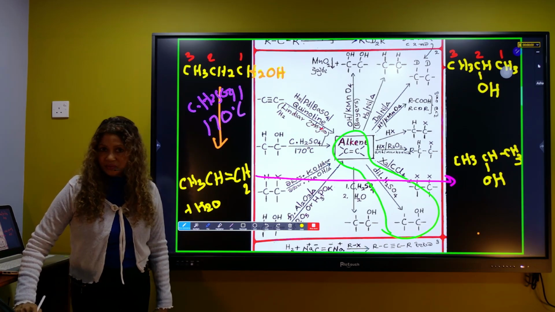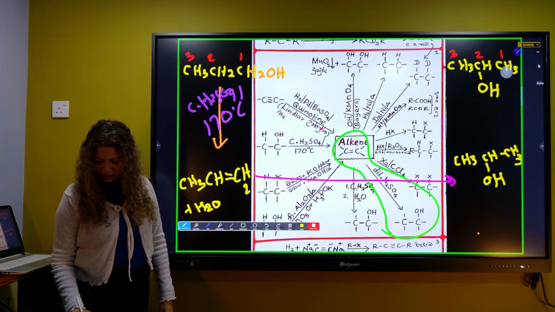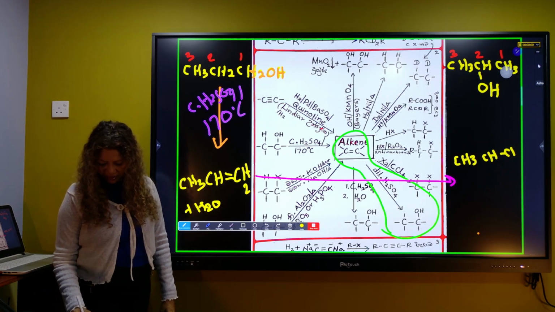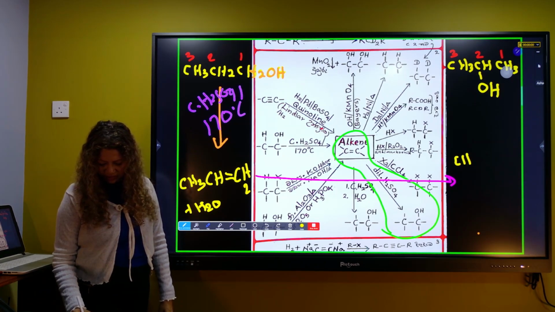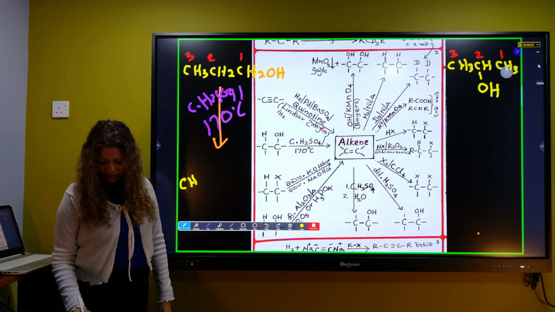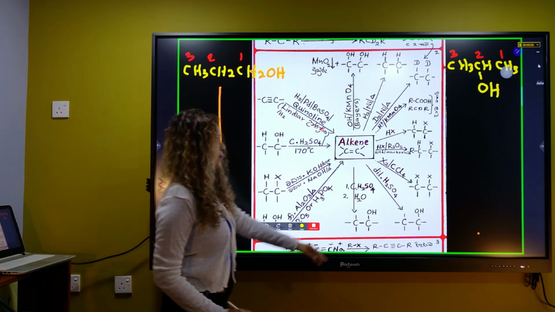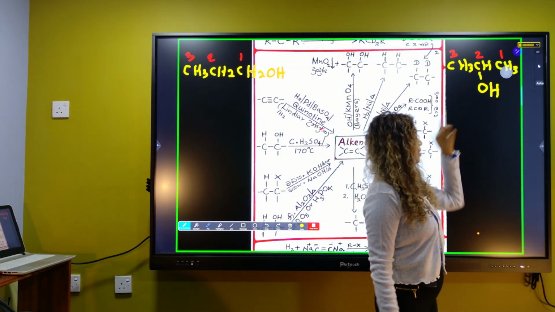Or I'm going to go through the other way around. Let's see that I have this initial compound and the final compound. So I'm going to start from this final compound to get to the initial compound. What is our final compound? The final compound they were given is this secondary alcohol. You have this secondary alcohol here.